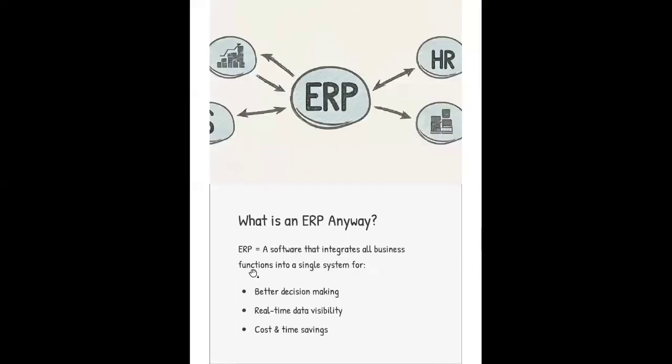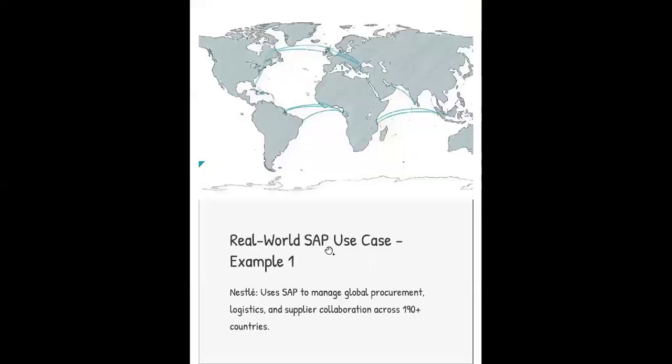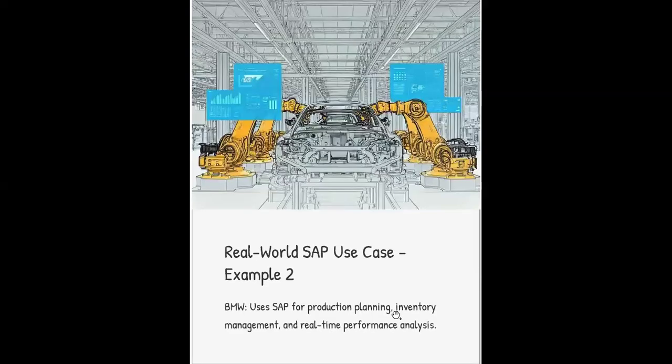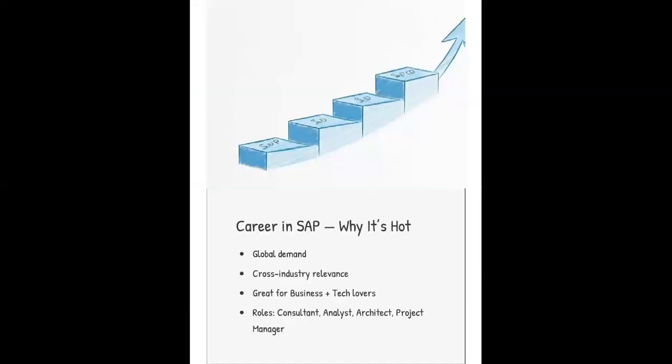Now, what is an ERP anyway? An ERP is software that integrates all business functions into a single system, whether it is HR, SD, FI, or MM. So it is good for better decision making. It gives real-time data visibility, and it also gives cost and time savings. Real-world SAP use cases: Nestle is using SAP to manage global procurement, logistics and supply collaboration across 190-plus countries. Similarly, BMW is using SAP for production planning, inventory management, and real-time performance analysis.